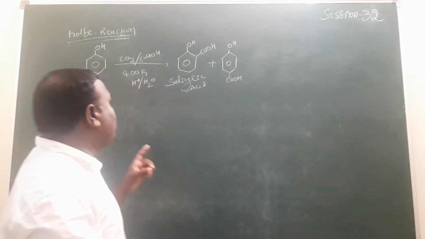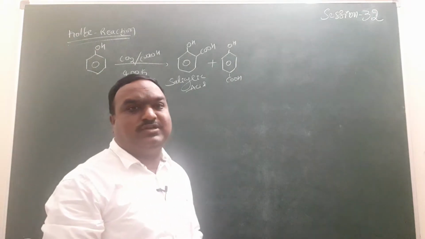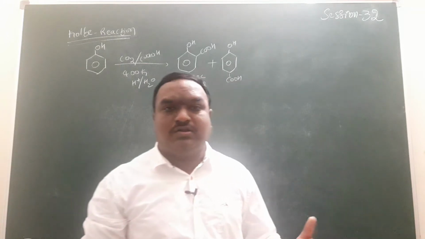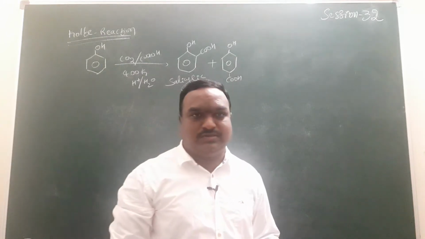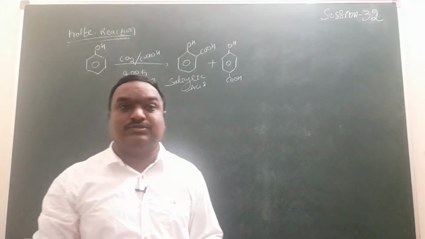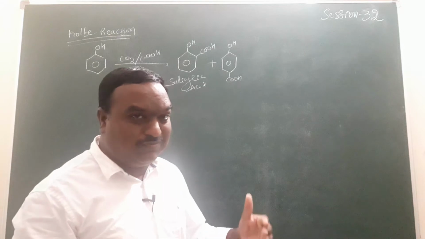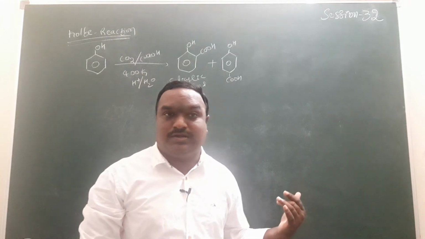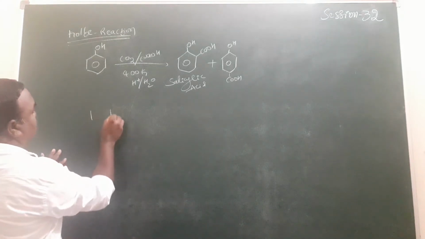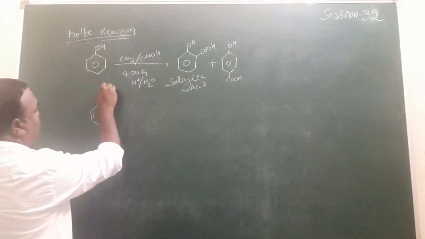Wherever phenol is given, here NaOH is given. An acid-base reaction takes place, and the sodium phenoxide compound is formed. The sodium phenoxide compound undergoes electrophilic substitution with the given carbon dioxide. We will see how to form the product right now. Here the phenol compound reacts with sodium hydroxide to form the sodium phenoxide anion.